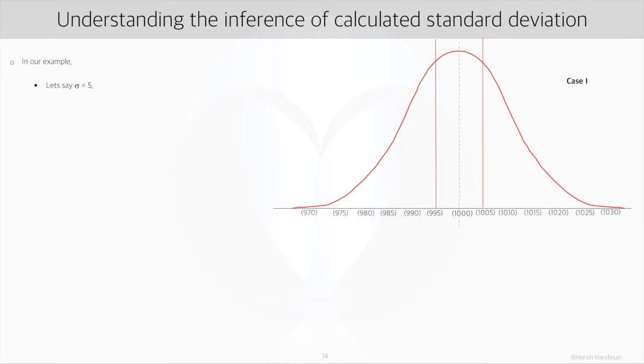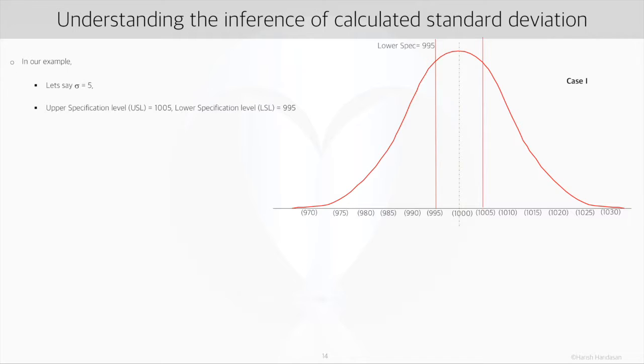Similarly, mean minus 2 times of standard deviation, that is 1000 minus twice of 5, or 1000 minus 10, is 990, or mean plus 2 times the standard deviation is 1000 plus 10, or we get 1010. So this is the range for mean plus minus of 2 times standard deviation.